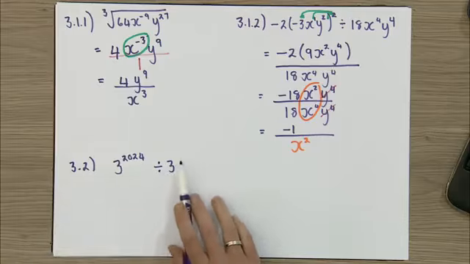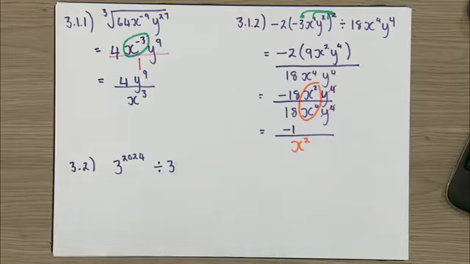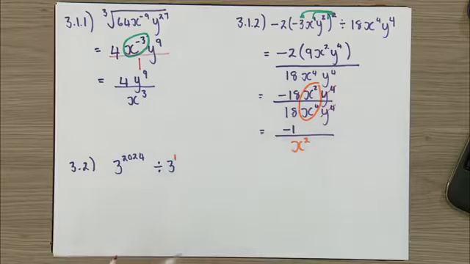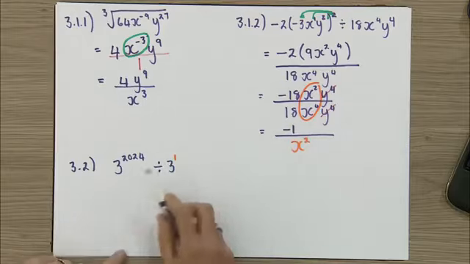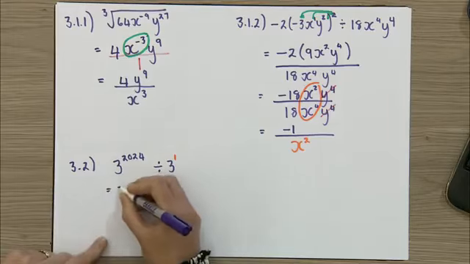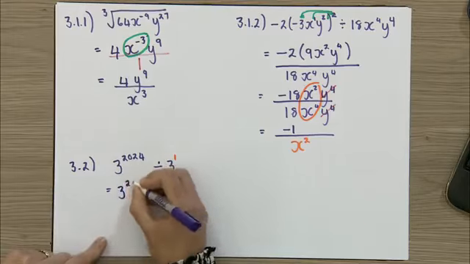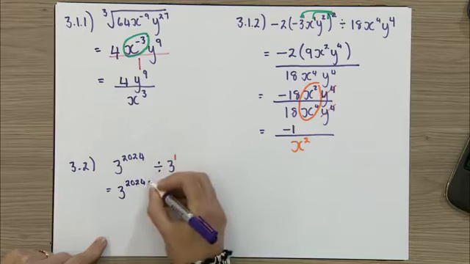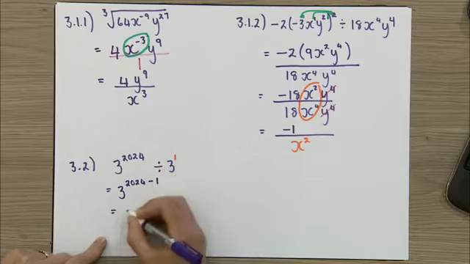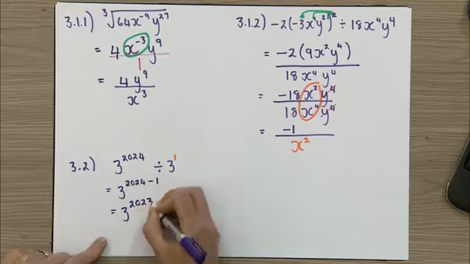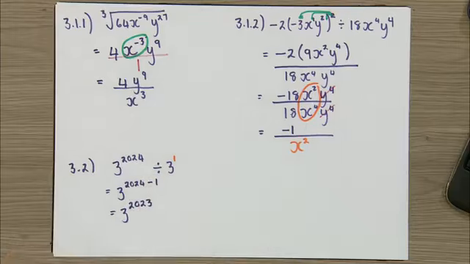Grade 9s, remember that imaginary exponent. What is written on top of the 3? It's 3 to the power of 1. So when I divide, what do I do with my exponents? I subtract them. So it's 3 to the power of 2024. When I divide, I subtract my exponents, minus 1. So 3 to the power of 2023. And there we go.